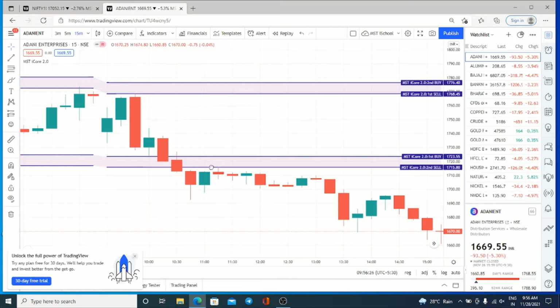So now what happened? Our target was not hit, so we will be waiting with the SL. So the SL also hit. The SL point was 5660. If SL hit, what we have to do in the second sell, that is here, we have to take double lot. So initially if you have taken only one lot, take two lots. Initially if you have taken three lots, take six lots.